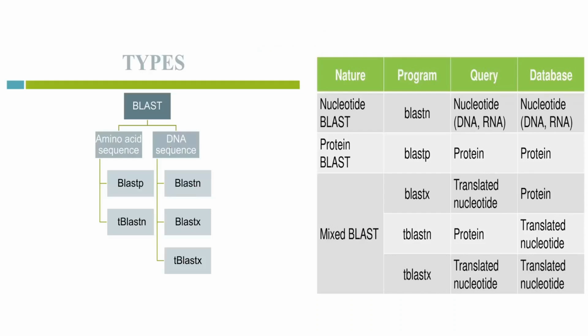In BLAST there are different kinds of BLAST, basically amino acid sequence BLAST or DNA sequence BLAST. It is categorized into two different types of BLAST. In amino acid sequence BLAST there are two types: first is BLAST P and second is TBLASTN. In DNA sequence BLAST there are BLASTN, BLASTX and TBLASTX.